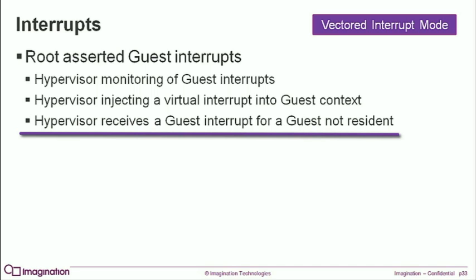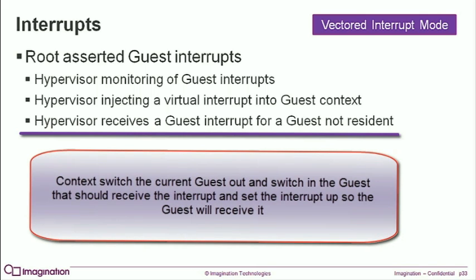When the hypervisor receives an interrupt for a non-resident guest, it will need to context switch the current guest out and switch in the guest that should receive the interrupt and set the interrupt up so the guest will receive it. The next slides will go into how this is done.